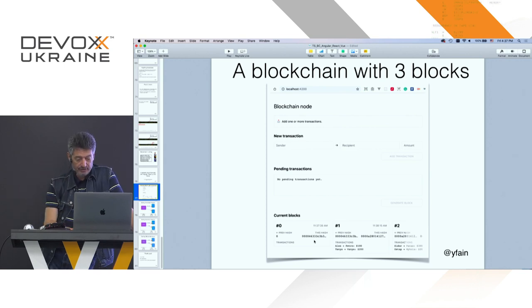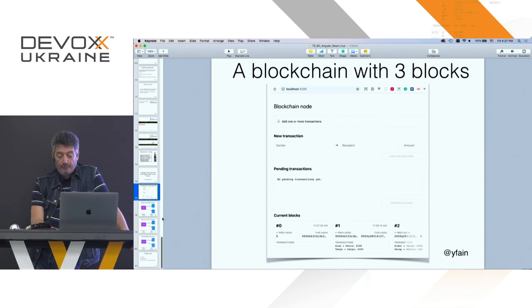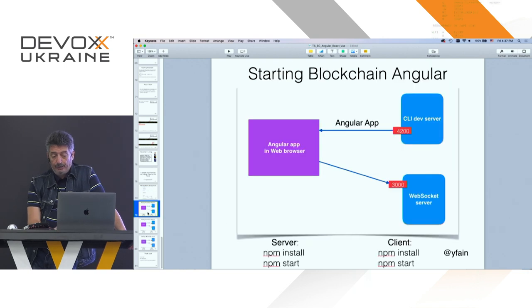I will not be going into those algorithms. But in each of these frameworks, we'll have similar architecture. We will be using CLI to generate a project with their own local dev server. In this particular case, we will run dev server that runs our app UI on port 4200, but the WebSocket server, the messaging one, will be running on port 3000. Angular is in the browser.